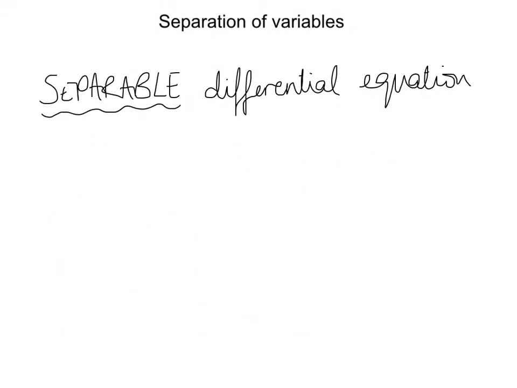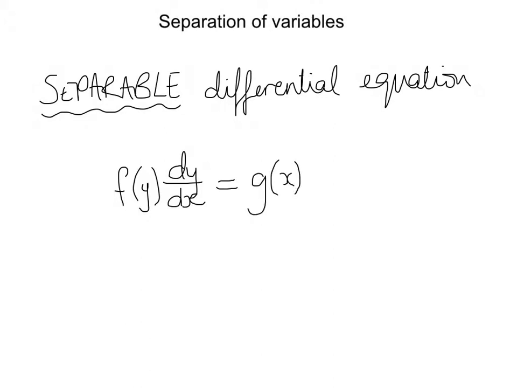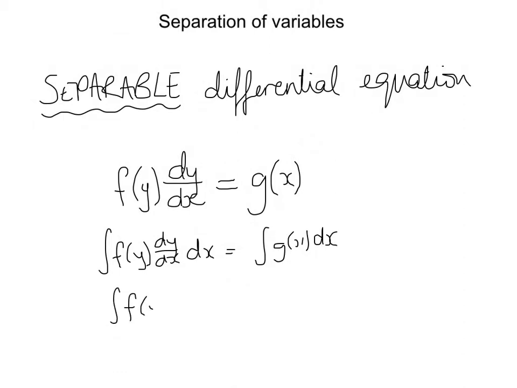In general, we say that a differential equation is separable if it can be written in the following form. You've got your dy by dx there, you've got it being multiplied by a function of y, and equal to a different function of x. That's a separable differential equation. It might not look like that when you start, but it's possible to get it into that form. And the way to solve a separable differential equation is to integrate both sides with respect to x. Use the fact that dy by dx is equivalent to dy. And then integrate both sides.